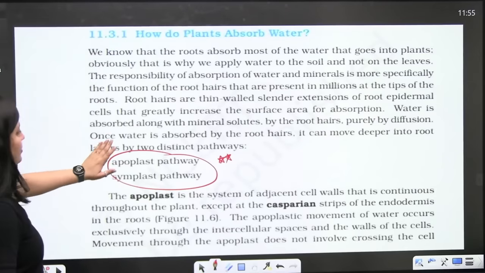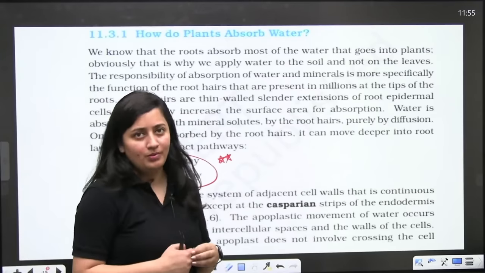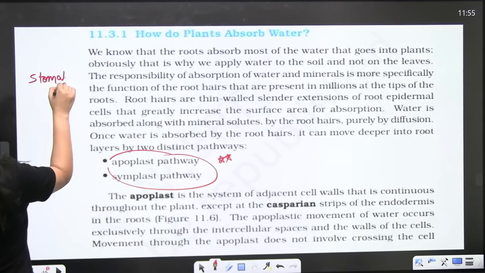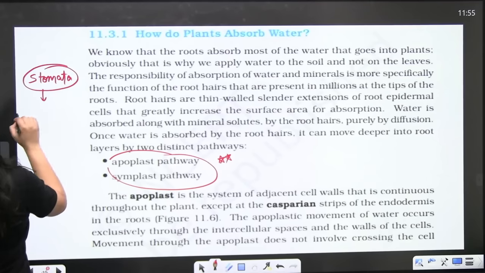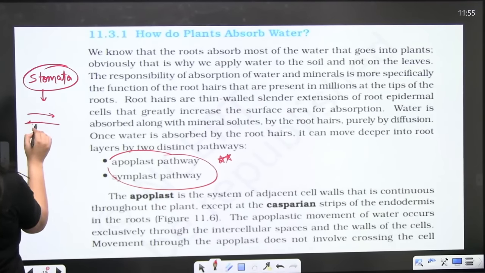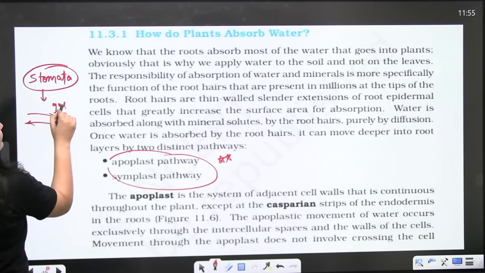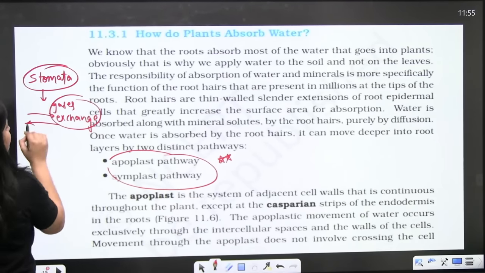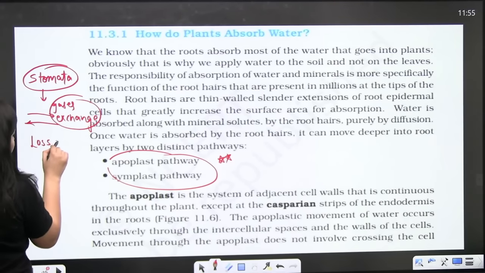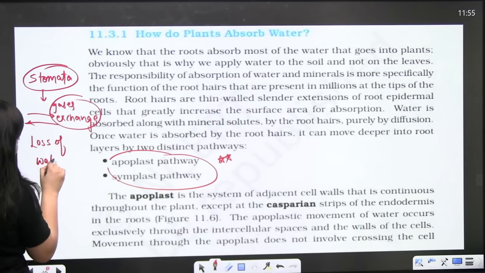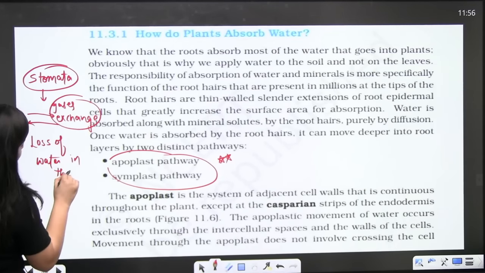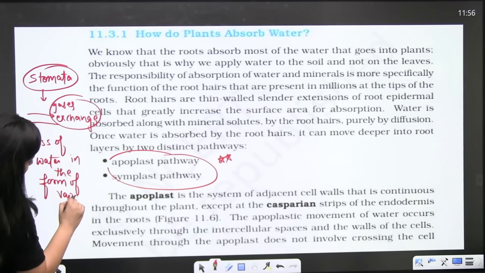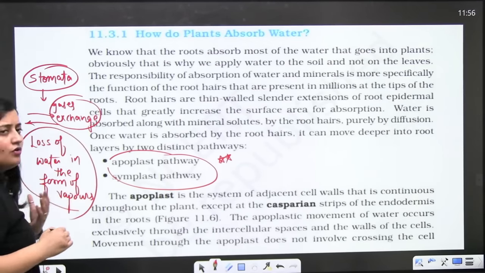So now the next concept that we are discussing is how plants absorb water. A very simple thing is, we know about the stomata, right? From the stomatal aperture, gaseous exchange will be there, isn't it? Another thing that you know is the loss of water in the form of vapors. And what is this? This is transpiration. You are well aware of it.